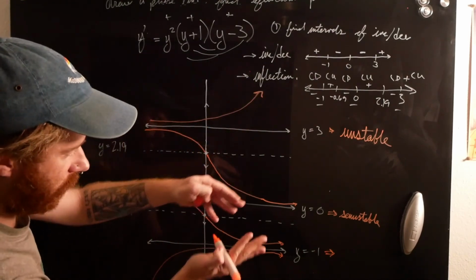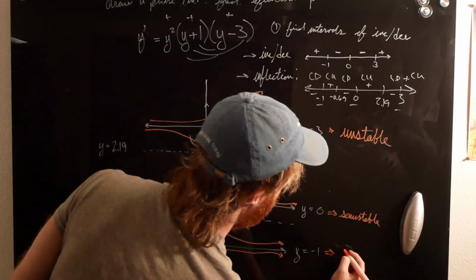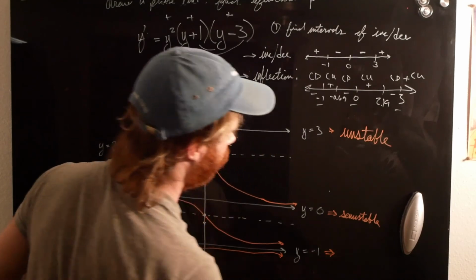Because they both merge to y equals negative 1. Sorry, y equals negative 1 is going to be our stable point.